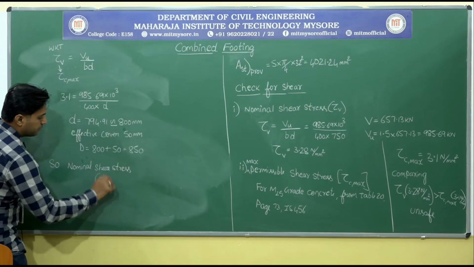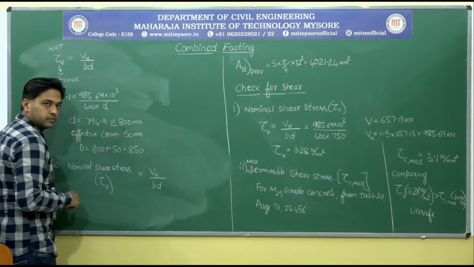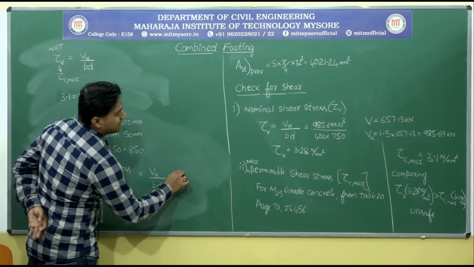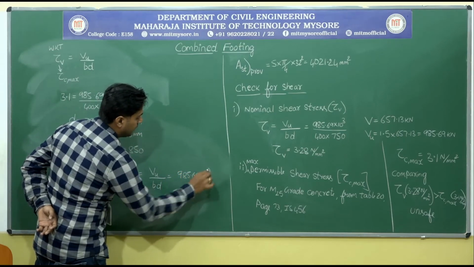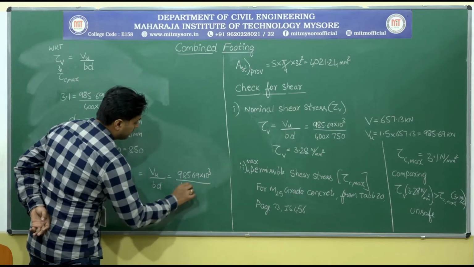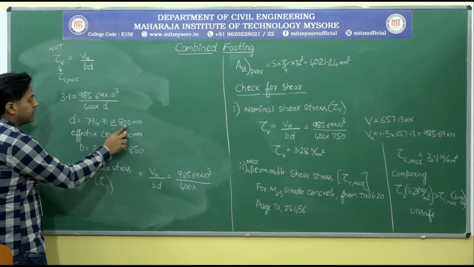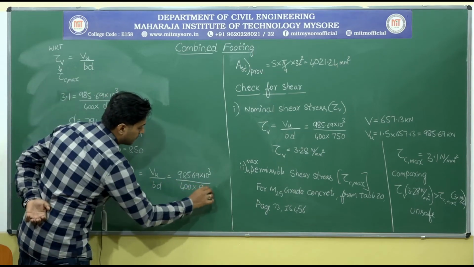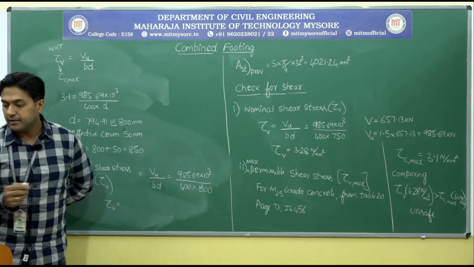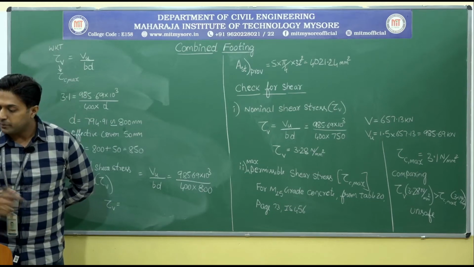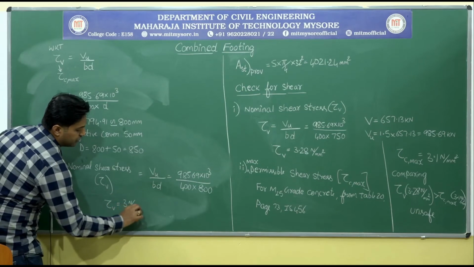So tau V is equal to VU by B into D. Okay, what is the value of VU? Same thing, nothing will change. 985.69 into 10 power 3 divided by, breadth will be 400, but here the effective depth we have increased it. So what is the effective depth that we have increased? It's 800 mm. So finally, if we solve for tau V, the value that we are getting here will be 3 Newton per mm square.